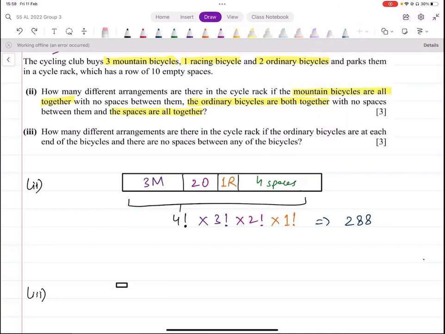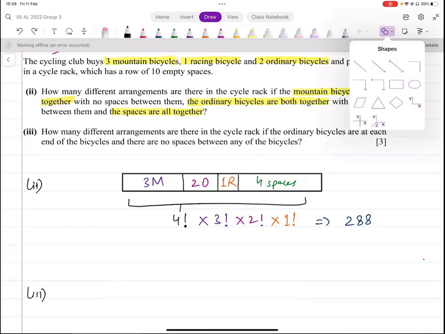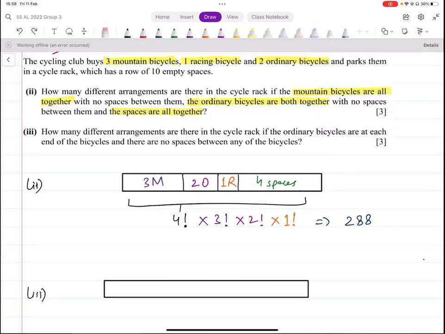So let me actually draw them. A situation that looks like this. We've got 10 boxes. 1, 2, 3, and 4. 1, 2, 3, and 4. So can I say one of the ordinary bicycles is here and the other is here? Is that correct? Will this make sense? So it says there shouldn't be any spaces between the bicycles, so I don't think this will be correct. There shouldn't be any spaces between the bicycles, right?